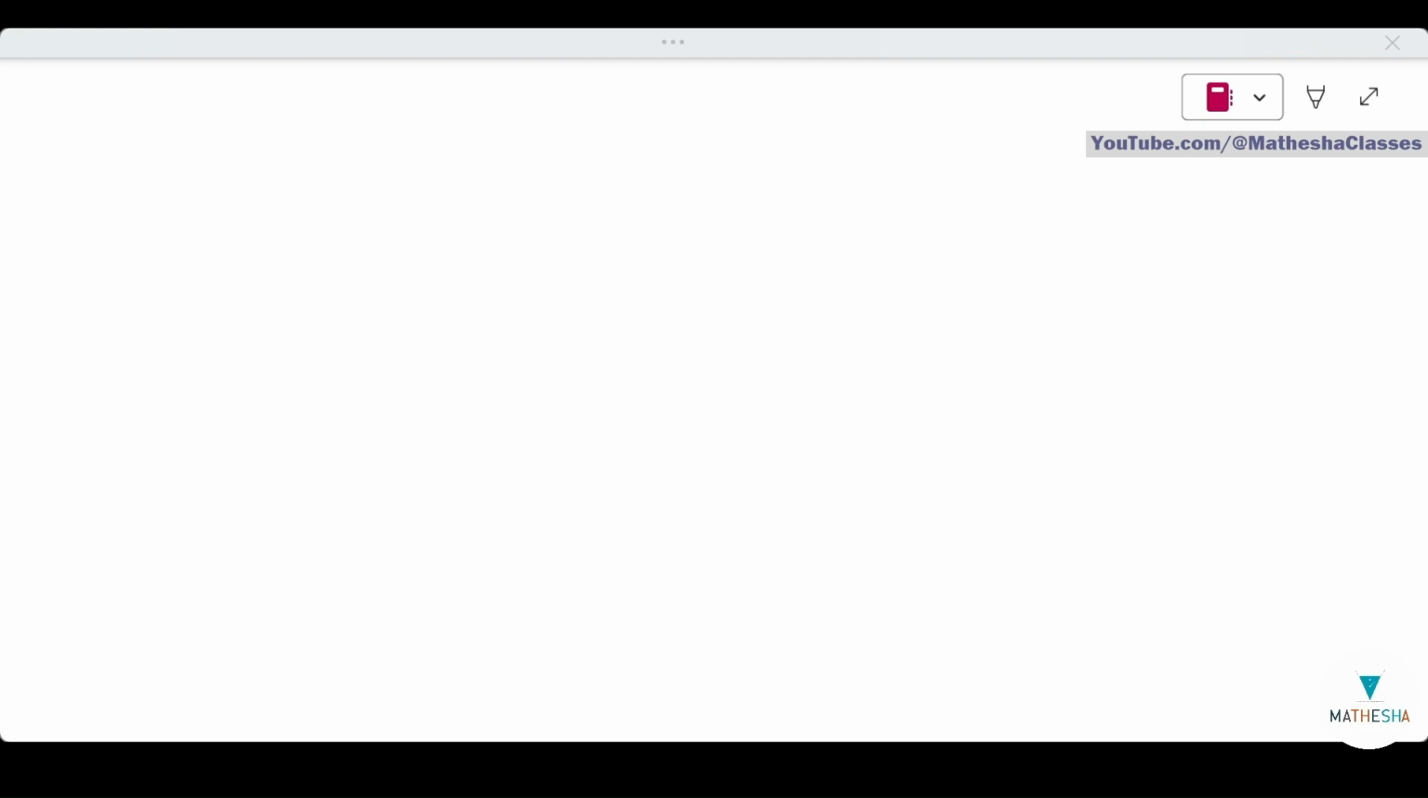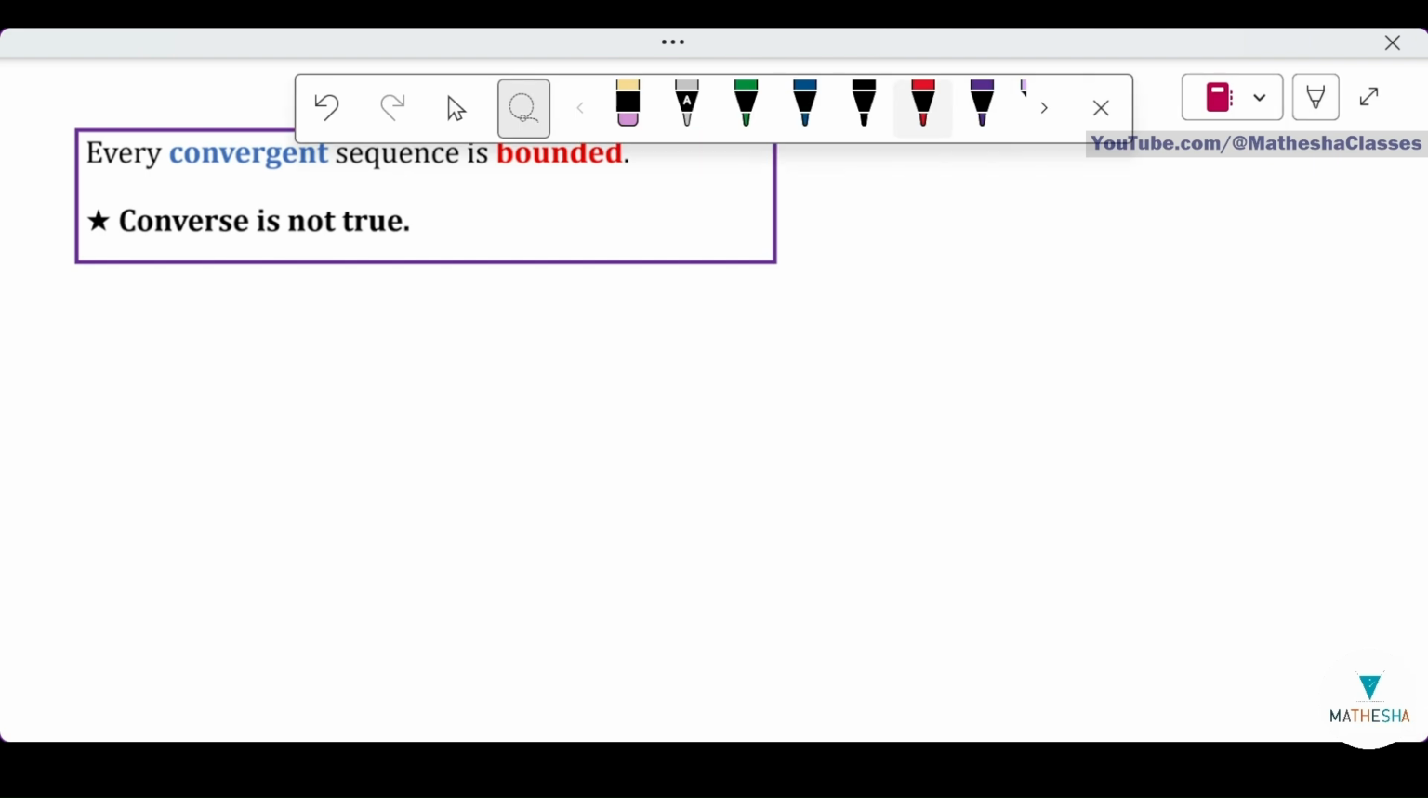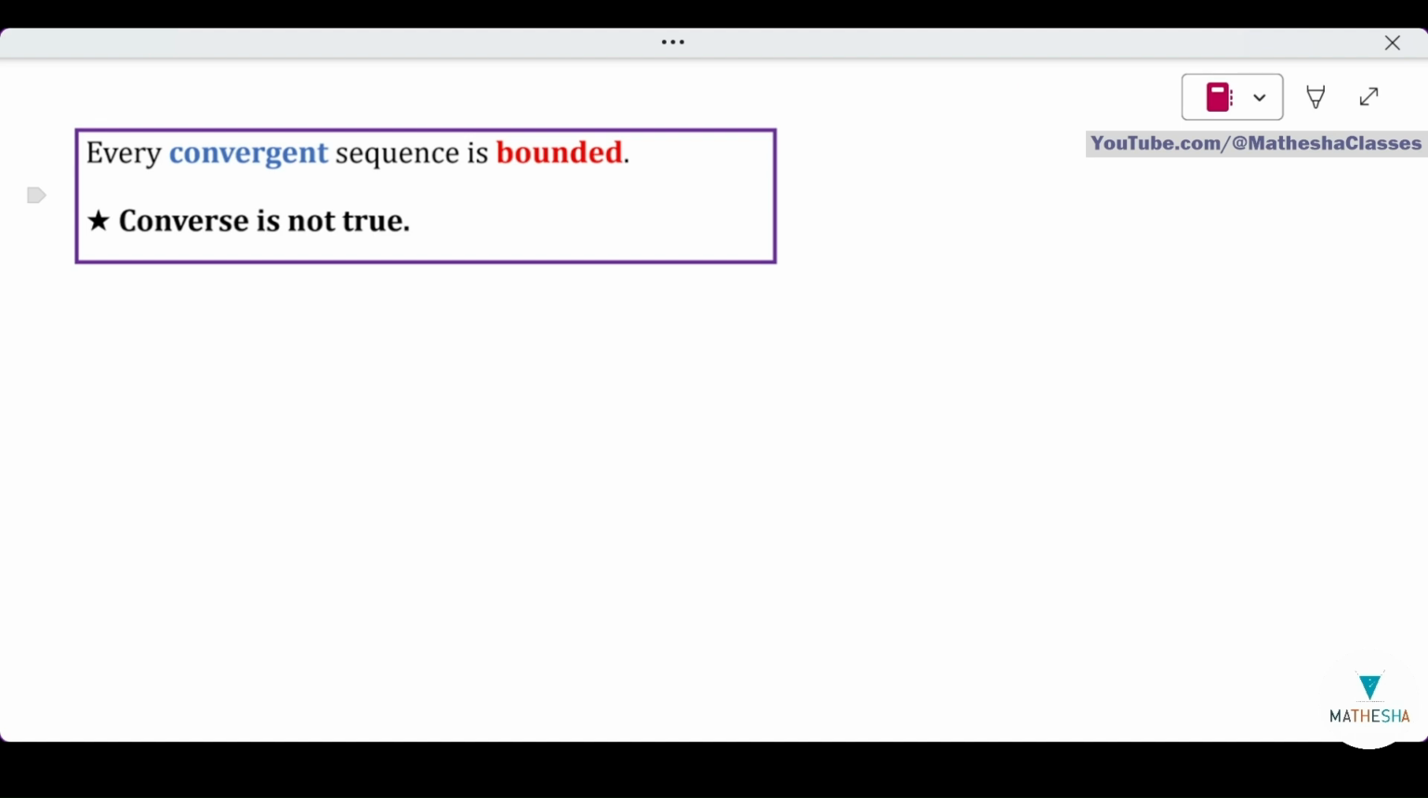In sequence, the most important result that we'll have a look at is the following. Every convergent sequence is bounded. However, the converse may not be true. So, by a convergent sequence, we mean a sequence having a limit.